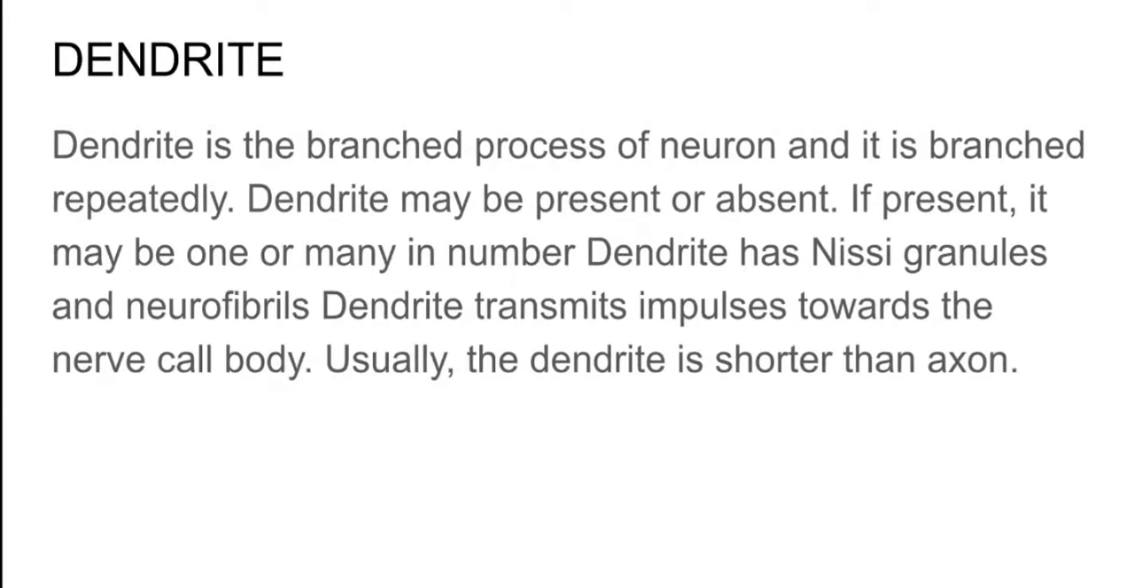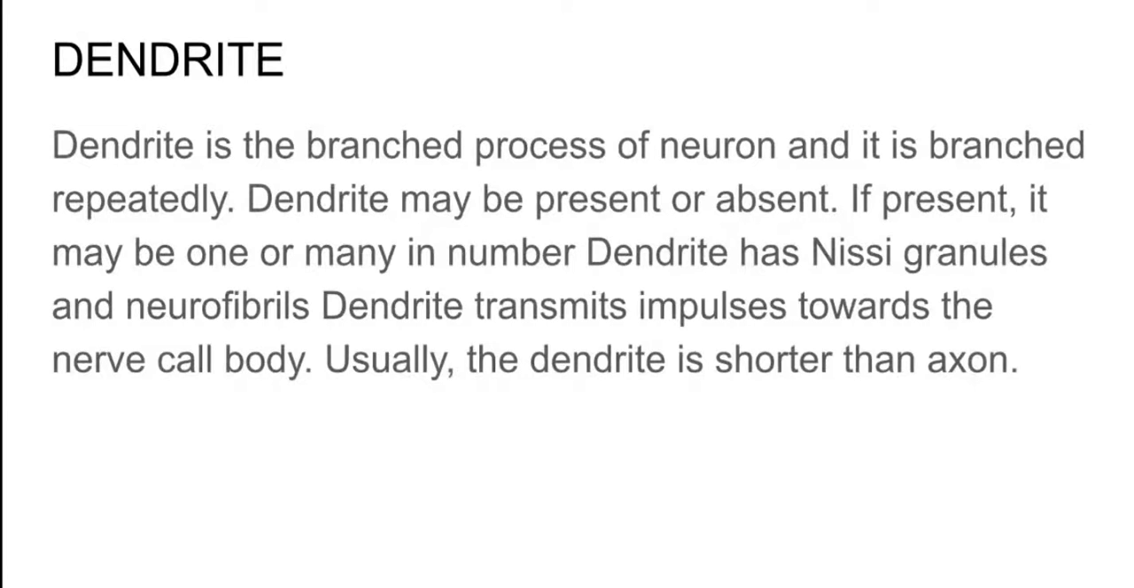Dendrite is a branched process of neuron and it is branched repeatedly. Dendrite may be present or absent. If present, it may be one or many in number. Dendrite has Nissl granules and neurofibril. Dendrite transmits impulses towards the nerve cell body. Usually the dendrite is shorter than axon.